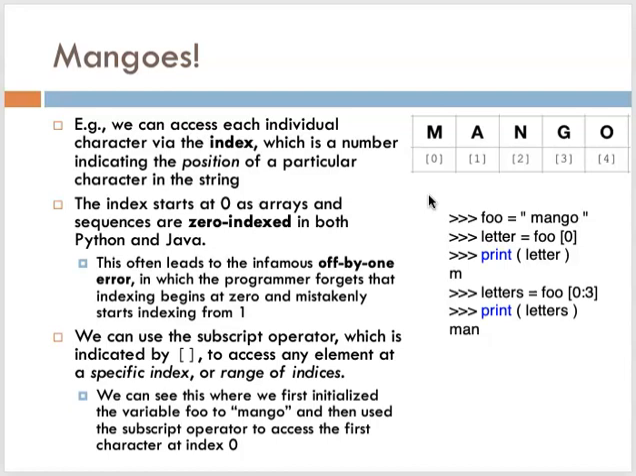But this often leads to this infamous error called the off by 1 error, in which most of us forget that the indexing begins at 0, and maybe we started thinking like the first element must be at index 1, but the first element is actually at index 0. The second element is at index 1. The third element is at index 2, and so on.